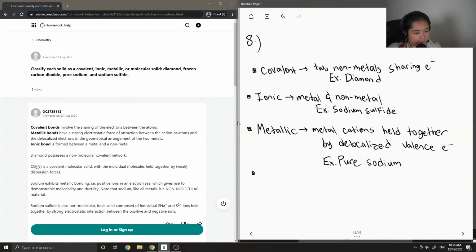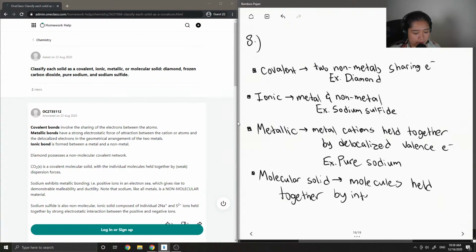And lastly, molecular solid. So this is when you have molecules held together by intermolecular forces. So molecules are also nonmetals. And lastly, this example would just be the frozen carbon dioxide.